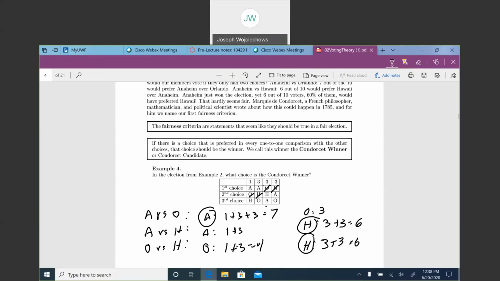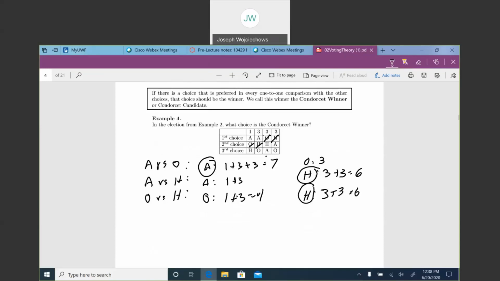So in this case, Hawaii would be the Condorcet winner. So we have the same voting situation, and yet depending on how we calculate the winner, we have 2 different winners.